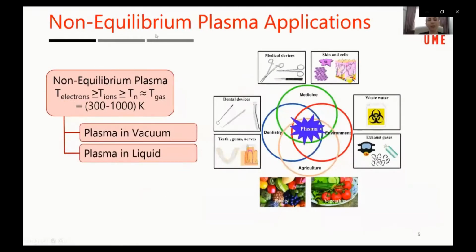Okay, let's continue with the non-equilibrium plasma. In UME, we study non-equilibrium plasma. So from now on, when I say plasma, it means non-equilibrium plasma. We can divide our studies into two: plasma in vacuum and plasma in liquid. Here on the right, you see the variety of applications of plasma in different branches, like medicine, environment, agriculture, or dentistry.